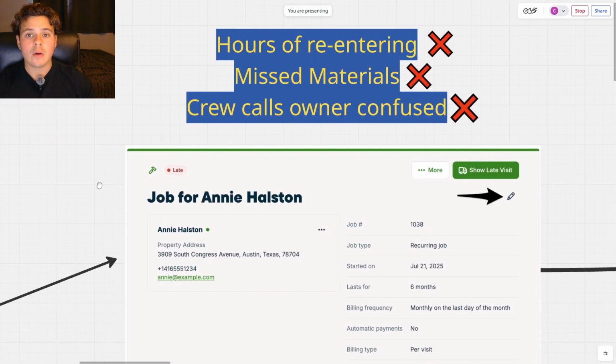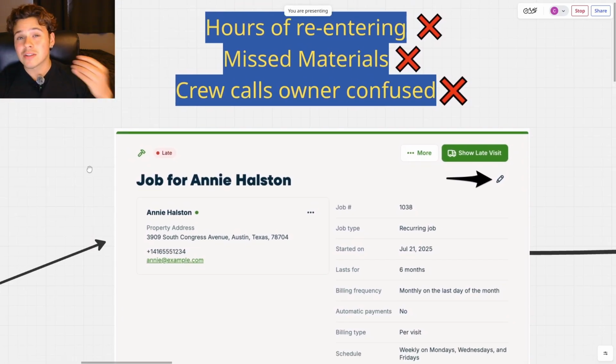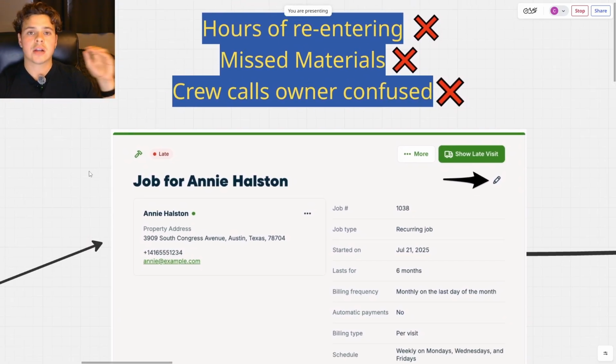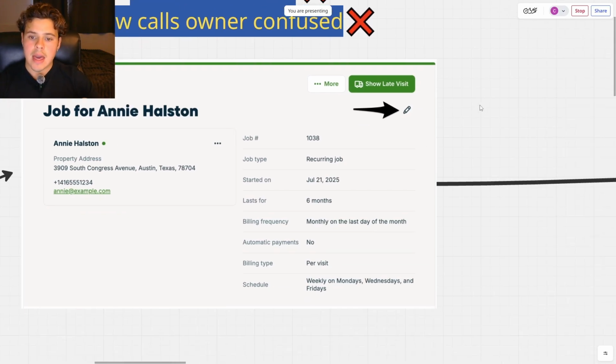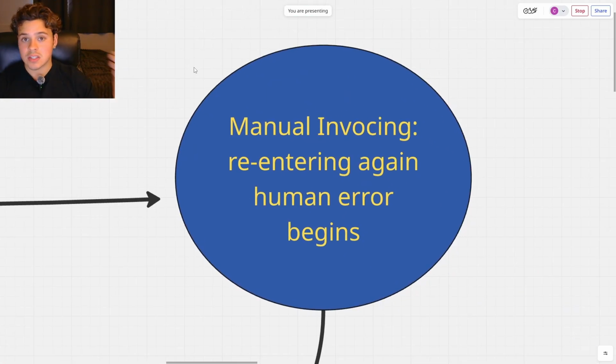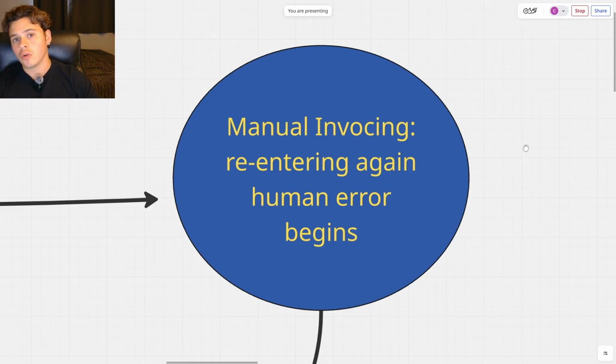They were spending hours of time re-entering information, actually missing materials, where the contractors would go out to the site and end up calling the managers saying, hey, something's missing, and it just causes a whole lot of bottlenecks and confusion. And this led all the way to the sales team, where they were manually invoicing and re-entering information. And it just led to a lot of errors and a lot of unnecessary time wasted on both the scoping side all the way down to chasing down invoicing after a job was already done.